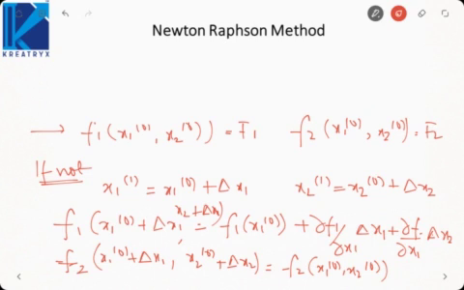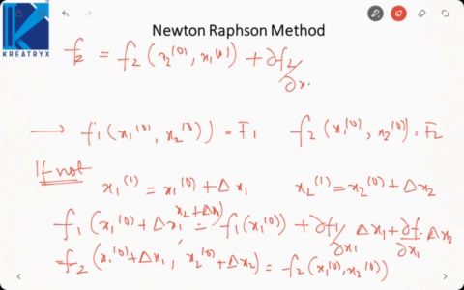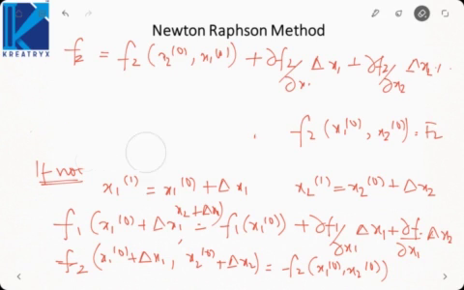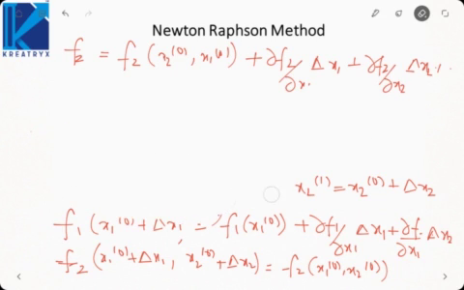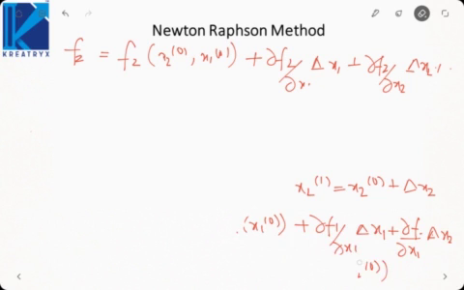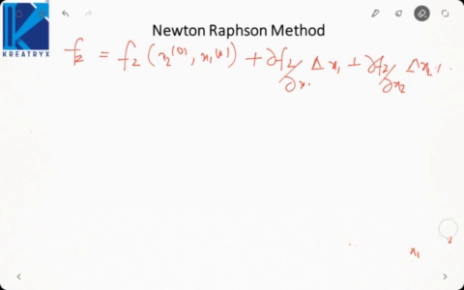plus this will become del f2 by del x1 delta x1 plus del f2 by del x2 delta x2 and higher order terms. So we will consider only up to the first order derivative and neglect all the higher order terms. How are we neglecting higher order terms? We are neglecting based on the assumption that delta x1 and delta x2 are very small.